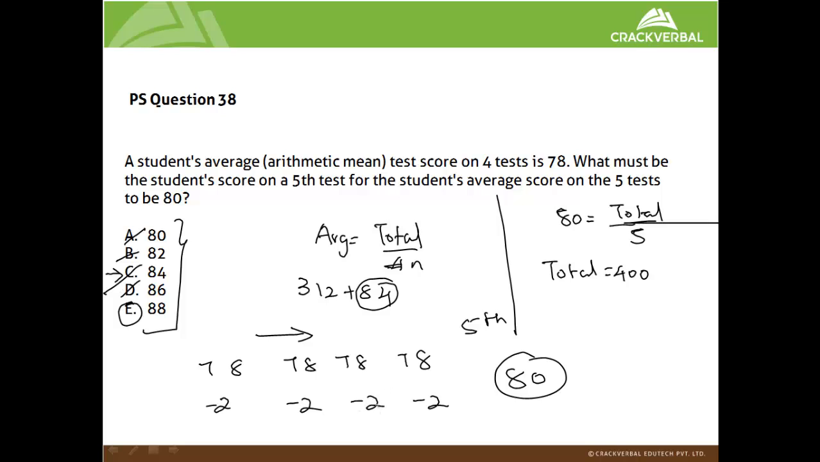And on the 5th test, to overcome this, you have to score the first 80 plus these 8 deviations, that is 2 deviations times 4, which is 8 total deviations. So you have to score in the fifth test a total of 88 to arrive at the answer. So the answer is E, 88.